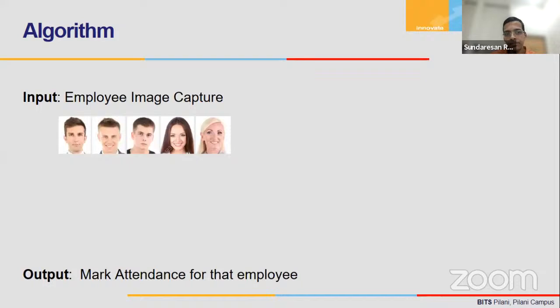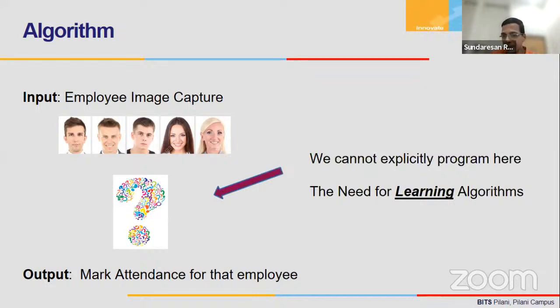Let's look at another example. What if the input is an employee image capture, and the output is that we want to mark the attendance for that employee in an organization? So now the question is, how do we instruct? We don't know the identity of the person because this is in real time, the image is getting captured. So we cannot explicitly program here, and hence there is a great need for a learning algorithm, an algorithm which can learn based on the data that it is provided with, and use that learned model to make a suitable prediction for unseen data.